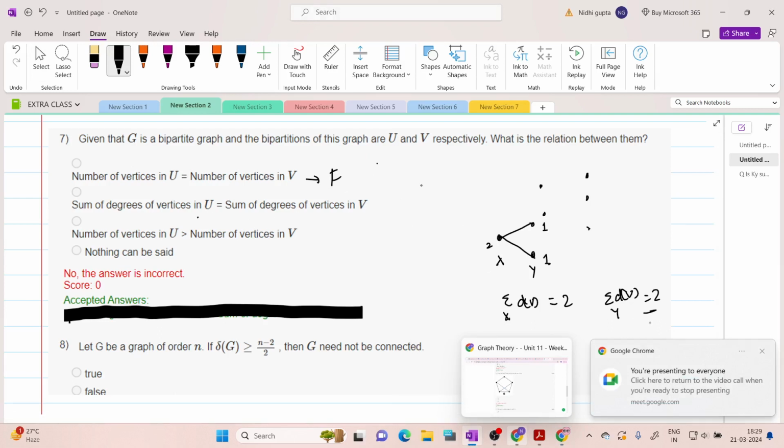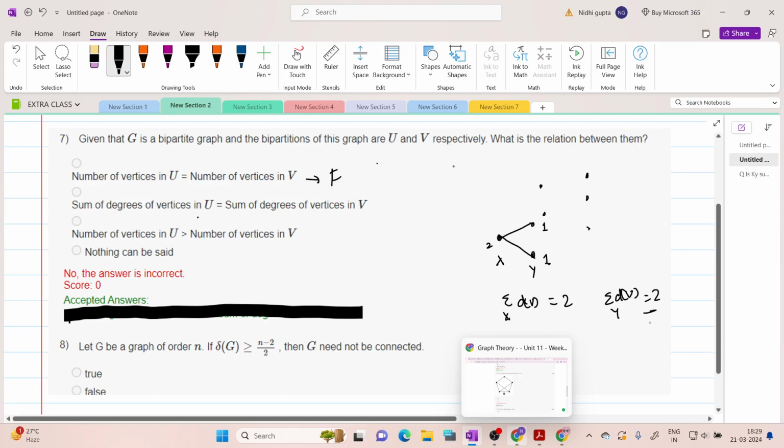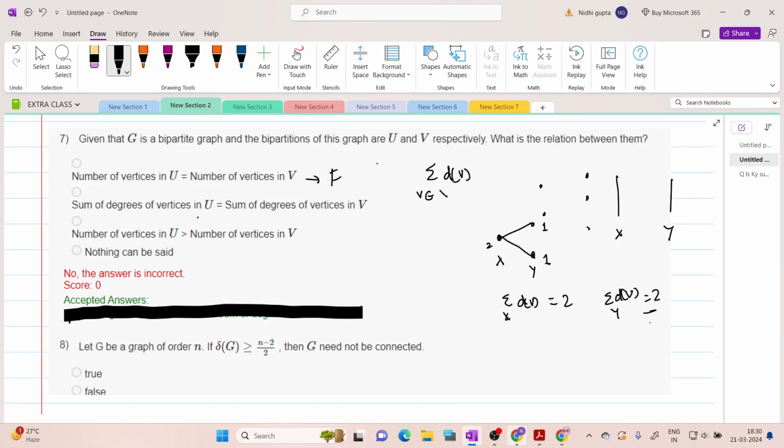So basically what he is saying is, if we have a bipartite graph with partitions X and Y, we already saw that the sum of degrees of the vertices of one bipartition comes out to be the total number of edges, and the same for Y. Since it comes out to be the total number of edges for both partitions, they are equal.